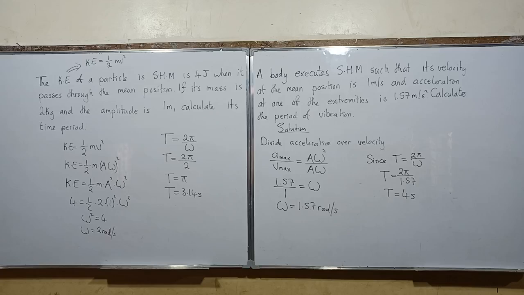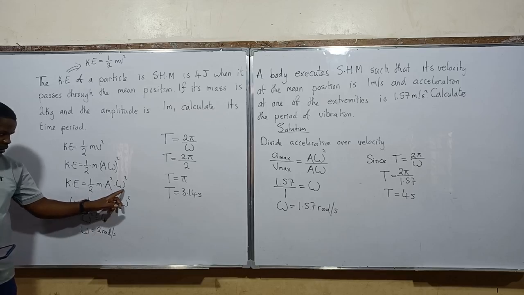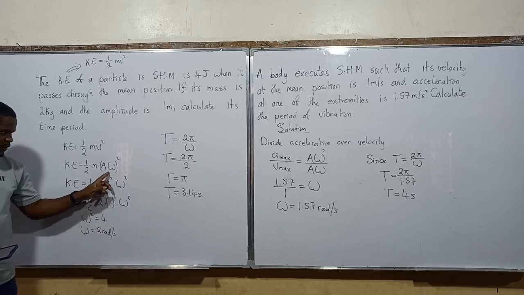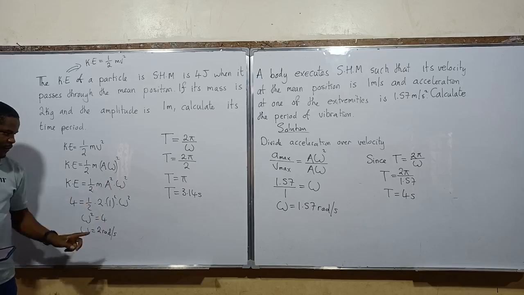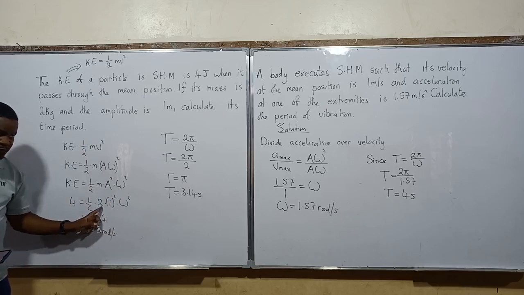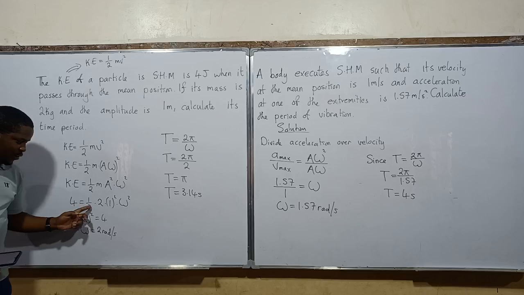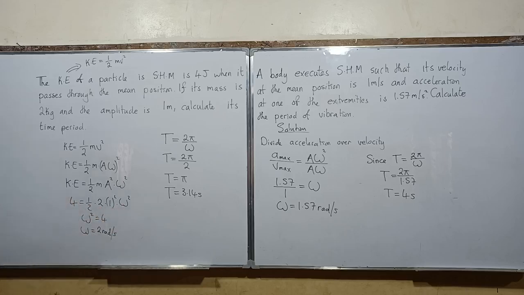Any questions? Which part? Starting from KE half m A squared omega squared. Remember, all this is squared because they're in the bracket from V. So you separate the square there and there. Amplitude is 1. Omega is what we want. Half times 2 times 1 squared is just 1. So all this is just 1 omega squared. Straightforward.